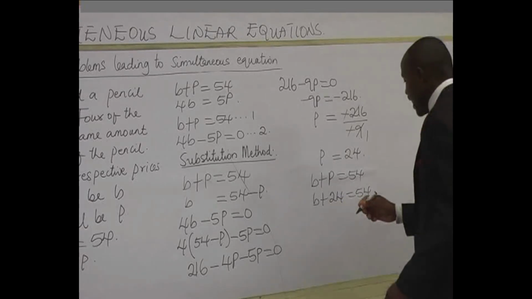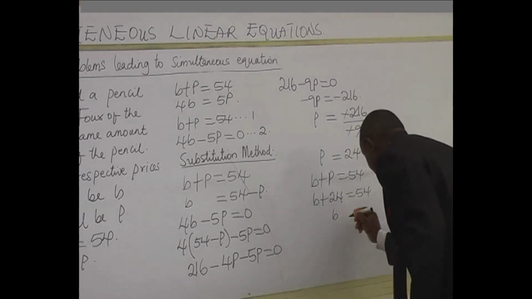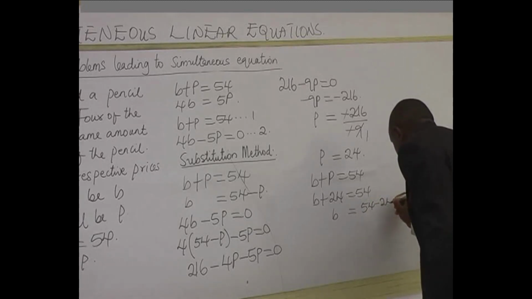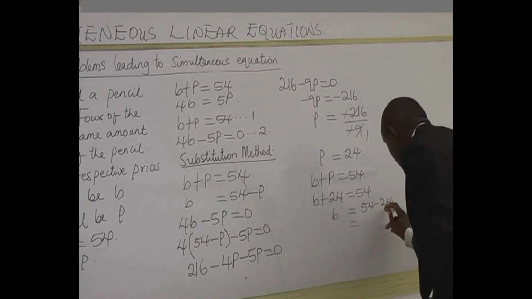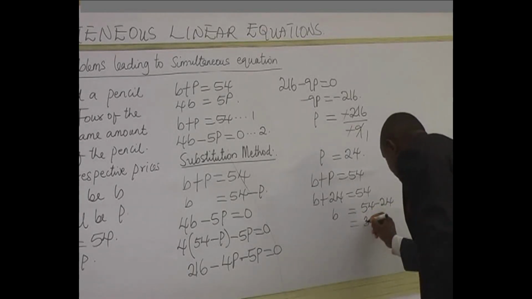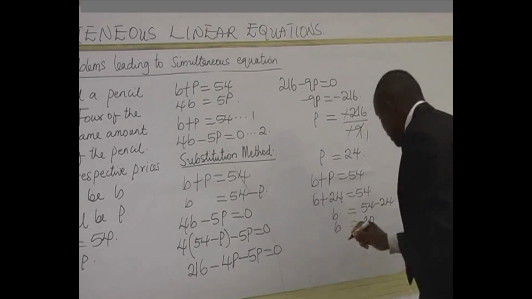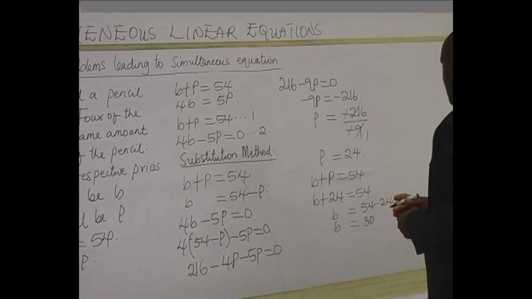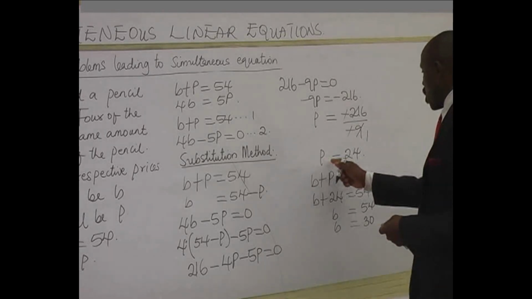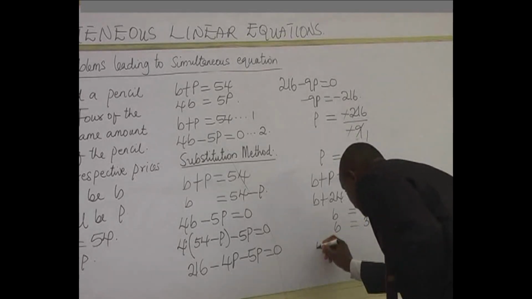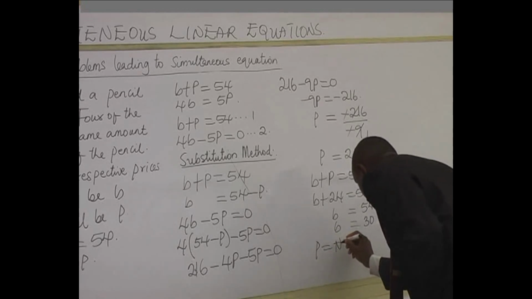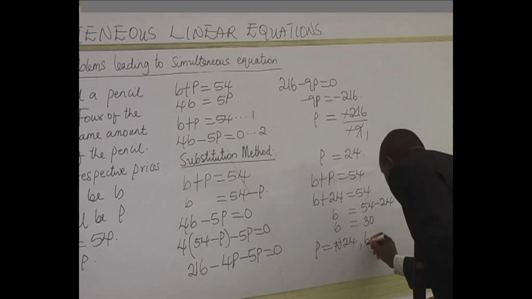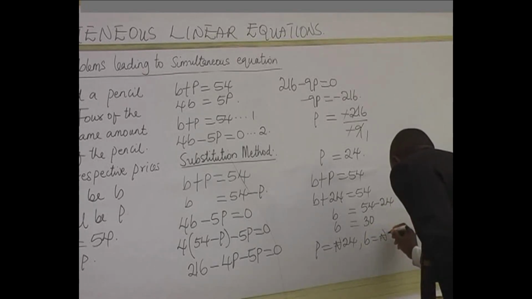Subtract 24 from both sides. You'll be left with only b in the left hand side. And it's going to be equal to 54 minus 24. And if we subtract 24 from 54, you'll be left with 30. That means the value of b is equal to 30. This means that the pencil costs 24 naira. P is equal to 24 naira, while B is 30 naira.